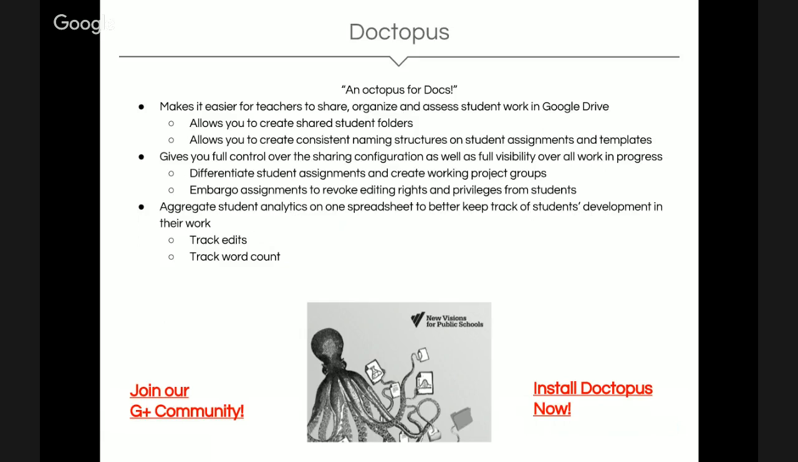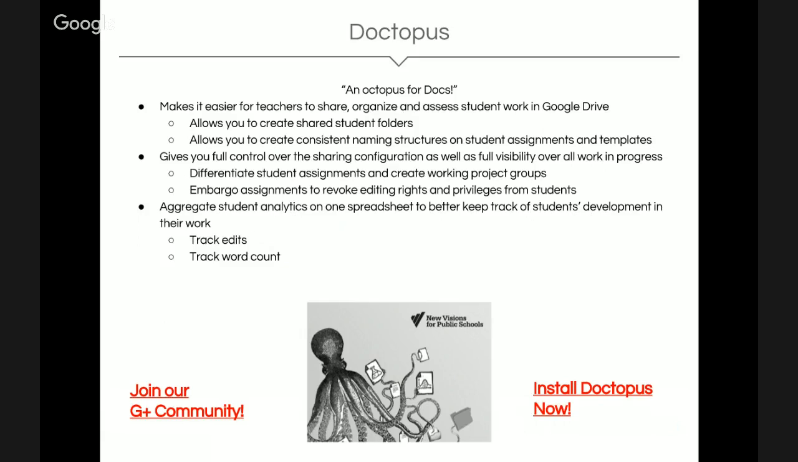Doing that in Google Drive can be problematic because it's hard to keep track of all of your student assignments and have them organized. So Doctopus allows you to create shared student folders. It allows you to create consistent naming structures of your student assignments, as well as your templates that you distribute to your students. This also gives you full control over the sharing configuration. What that means is as your students are working on their projects, you're able to set the sharing permissions for each student from one platform.